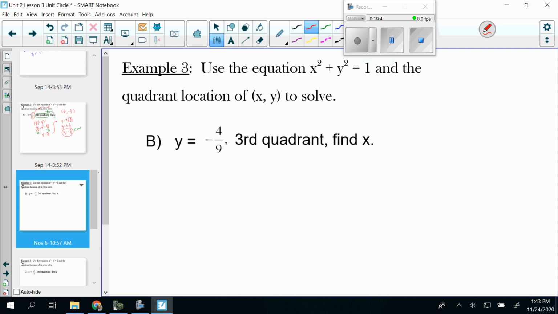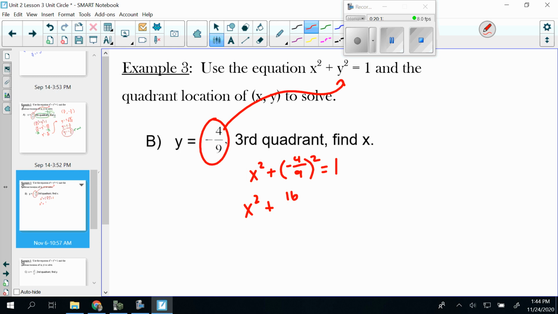All right, let's try another one of these. Use this again to solve. This one's in the third quadrant, find the x. Our y is negative 4/9. So we're going to take that value, plug it in for the y, and solve for the x. If I square that, remember squaring means you're multiplying the same thing twice. So if I multiply two negative numbers together, this should come out to be positive. So 4 squared would be 16, and 9 squared would be 81, equals 1.